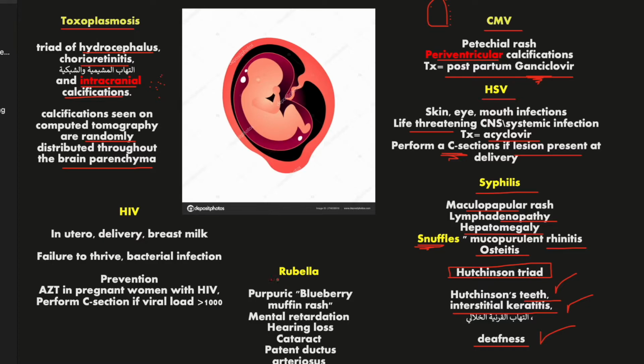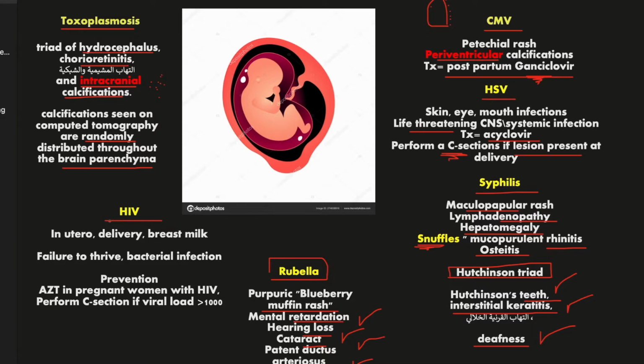Okay, now let's go for rubella. Rubella presents with a purpuric blueberry muffin rash. The patient presents with mental retardation, hearing loss, cataract, and the most important thing, patent ductus arteriosus, PDA. So he has mental retardation, he is deaf, blind, and has a congenital heart problem, plus the rash.